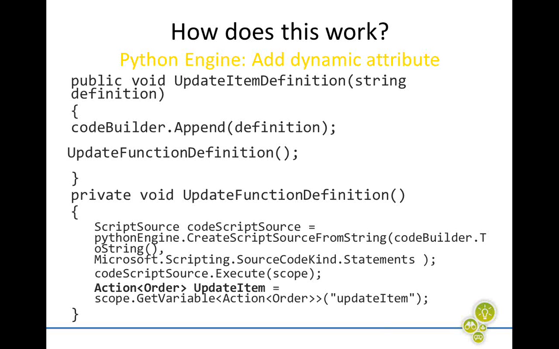So this is a simple way of doing that. What I do here is, within the order object, I maintain a dictionary of key value pairs.